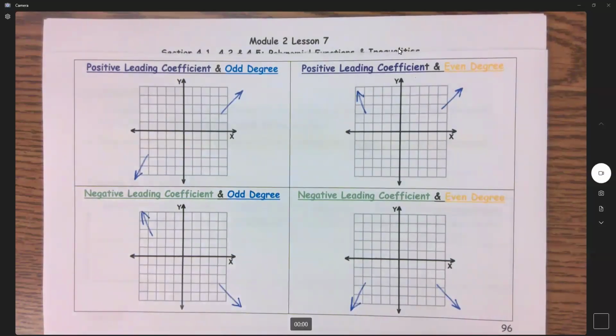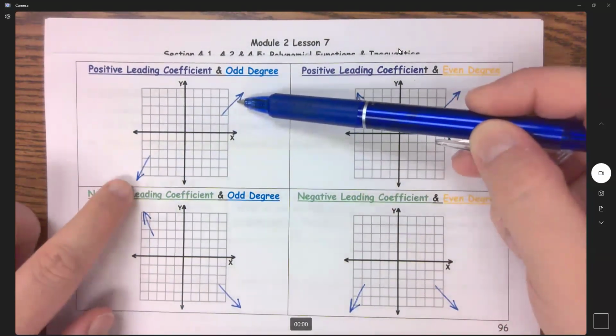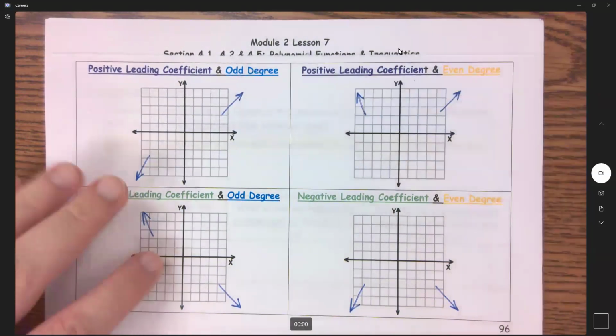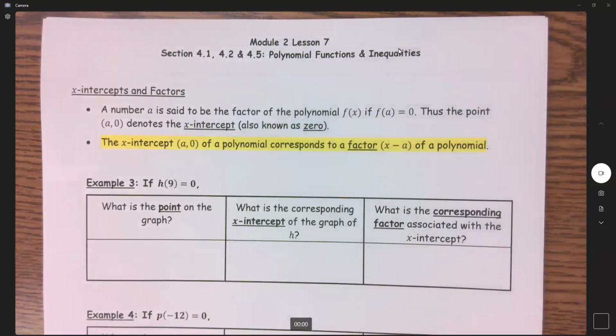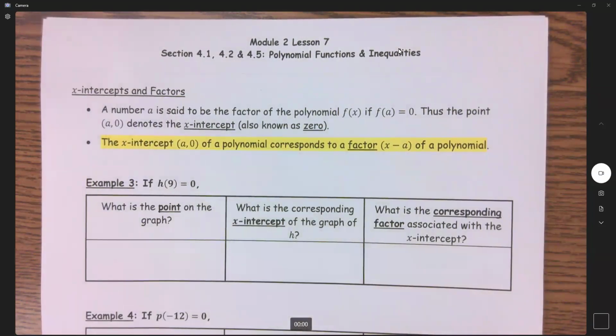We ended last video talking about end behavior, so knowing if it starts up or starts down, knowing if it ends up or ends down. But we still have no idea what's happening in between how it begins and how it ends. So now let's talk about what happens kind of in the middle of that. And we're going to be talking about x-intercepts and factors, which go together.